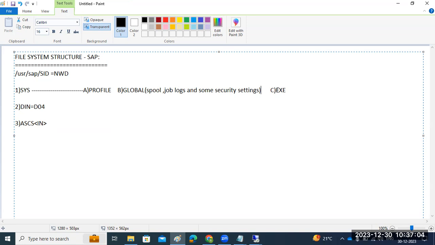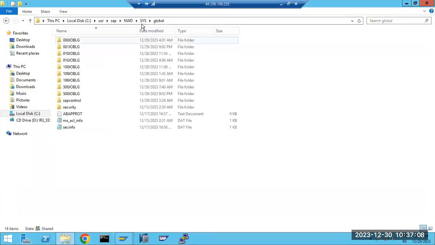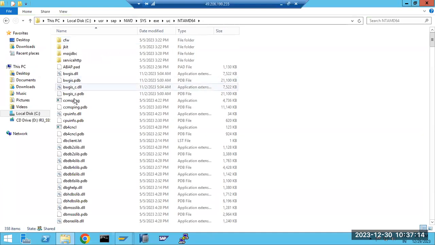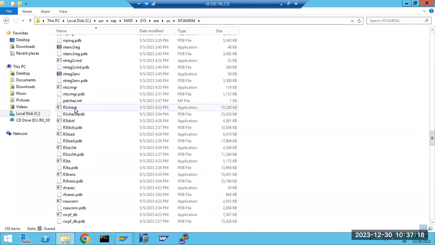So in profiles here, EXE means executable files. Kernel executable files means disp+work, Unicode, NTEDM. These all are the binaries here, executable files. The SAP system is up and running because these kernel files are executed. These EXE kernel files are there at the operating system level.